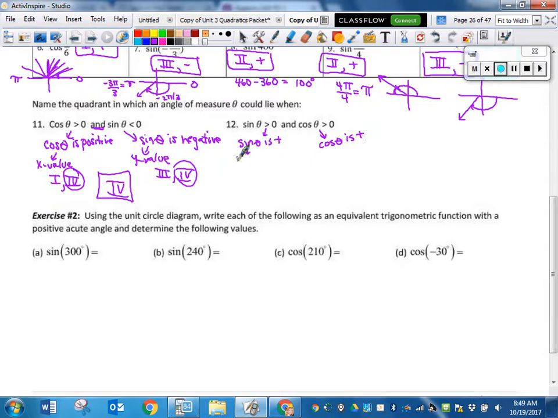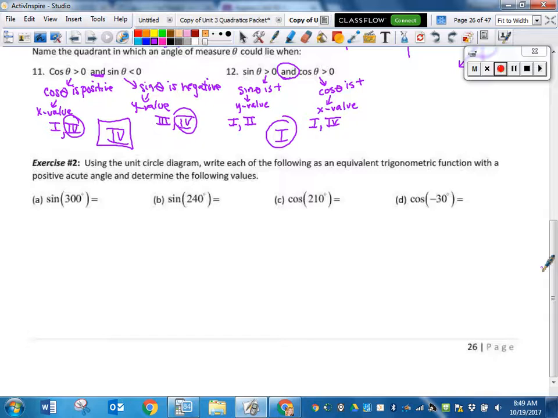And I know sine, we're talking y value. So where my y values are positive, well my y values, that's going up, would be quadrants 1 and 2. And here we're saying x values are positive. So then if my x values are positive, we're talking right, I have to be going right, so 1 or 4. And I want one that works for both, so that would be quadrant 1.